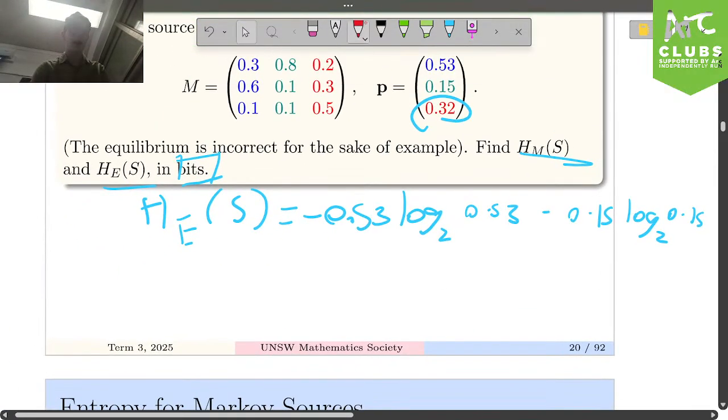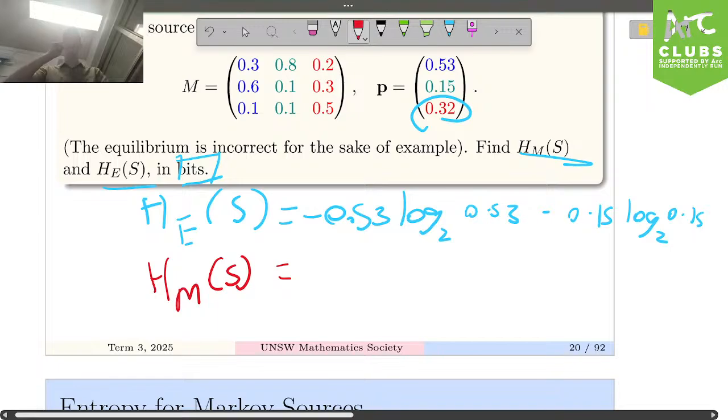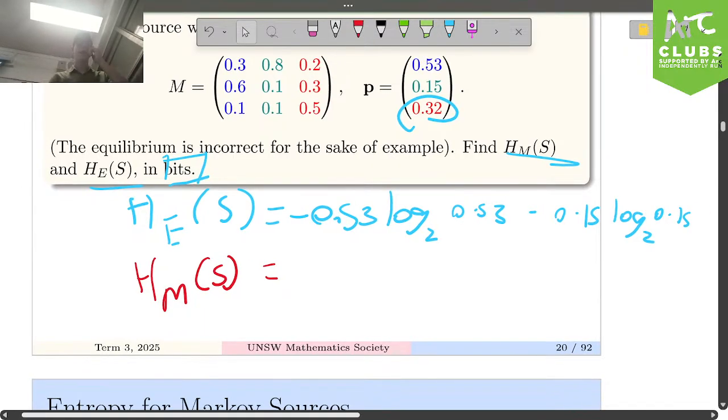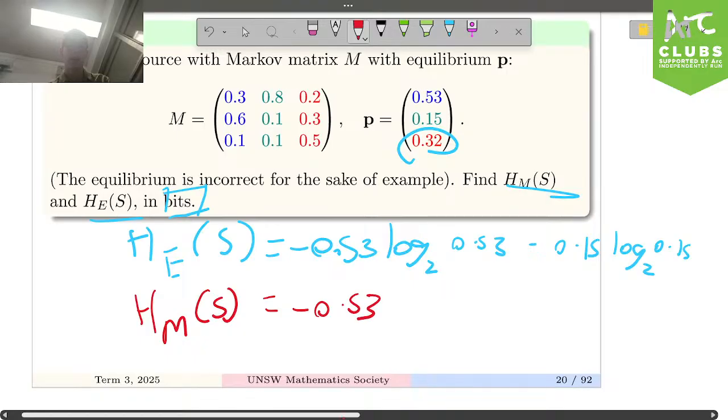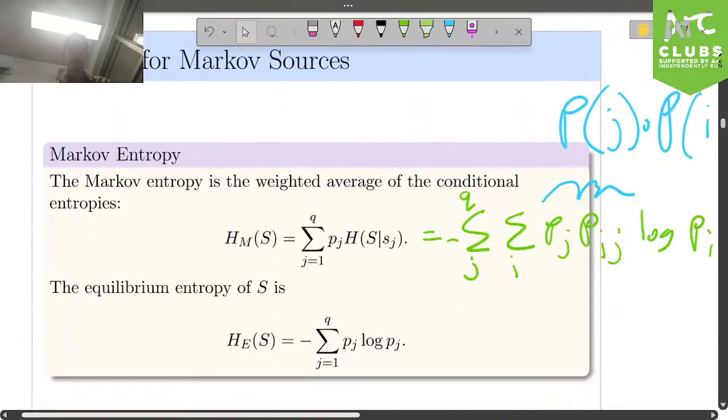And we can also look at our Markov entropy, which is going to be a lot of terms actually, so let's just express it in terms of the conditional one. So we say it is going to be 0.53 times the H, what is expected, the conditional one?